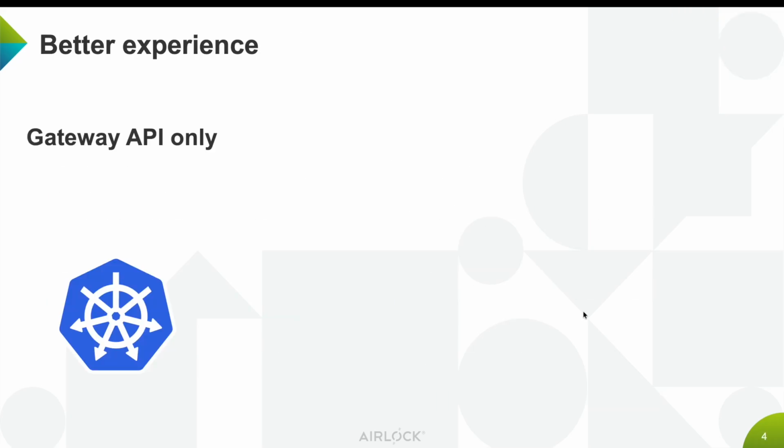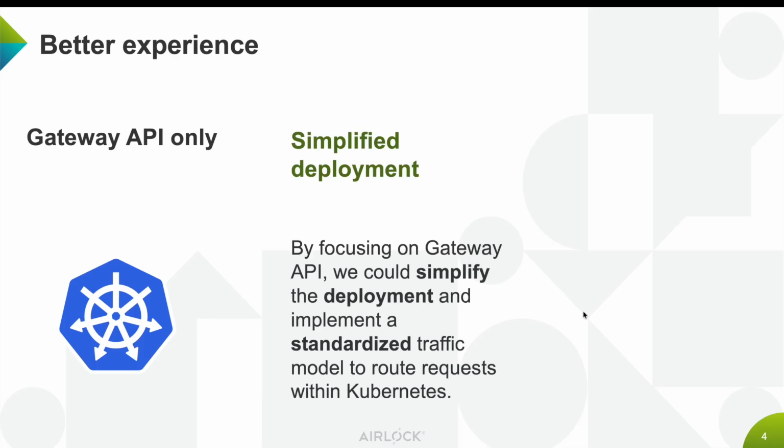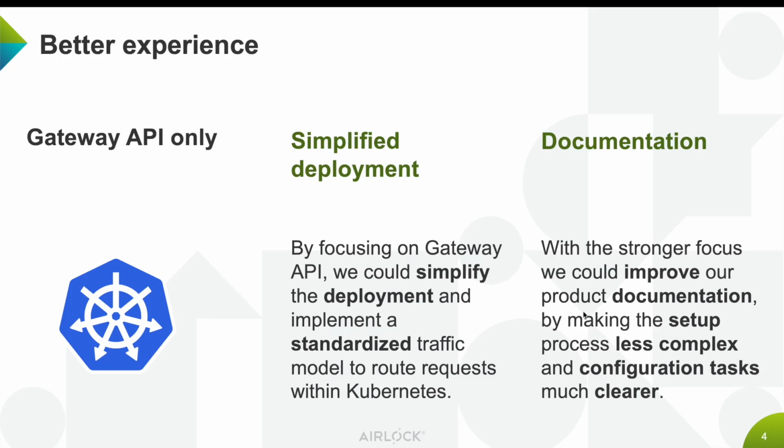As mentioned in the last release news, Microgateway 5.0 retires the sidecar approach and now supports only the Kubernetes Gateway API. This focus lets us simplify deployment and implement a standard Kubernetes-native traffic model via Gateway API. We also reworked the documentation end to end. Because we describe one approach, Gateway API, the setup is less complex and the configuration steps are much clearer.